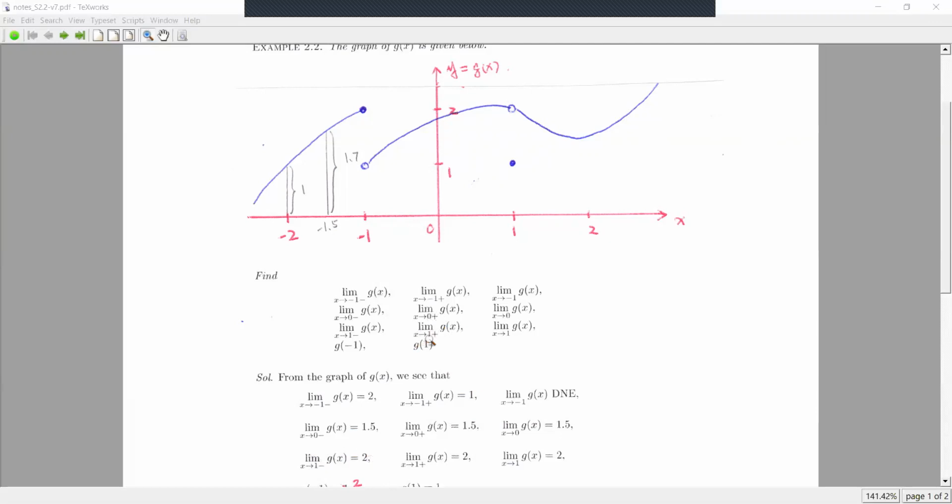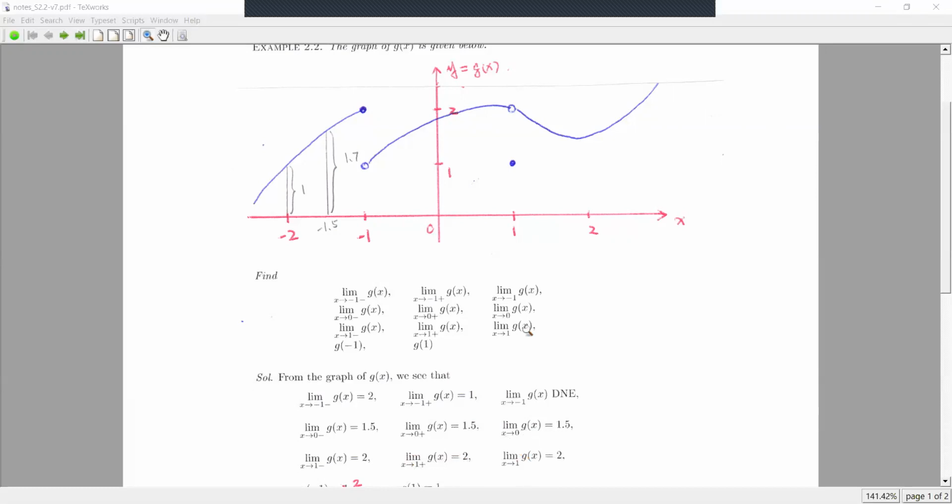x approaches 1 from the right side. What number will the function approach? From the right side, the graph approaches the same open dot, open point. This point, the height is 2. So this limit is 2.